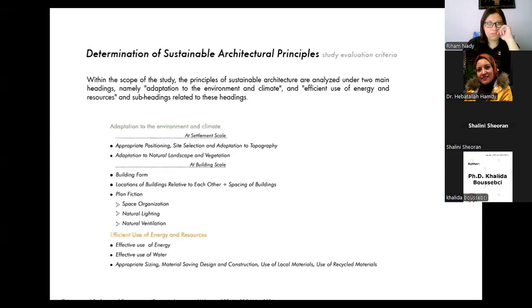Within the scope of the study, the principles of sustainable architecture are analyzed under two main headings, namely adaptation to the environment and climate and efficient use of energy and resources.